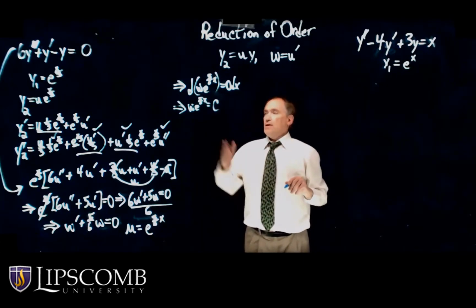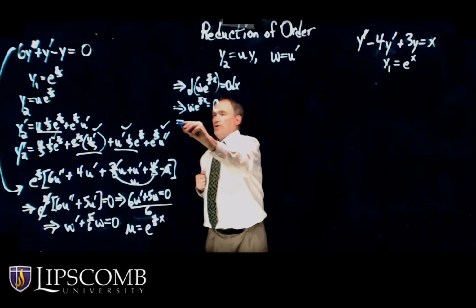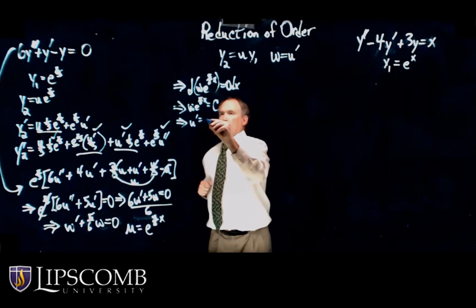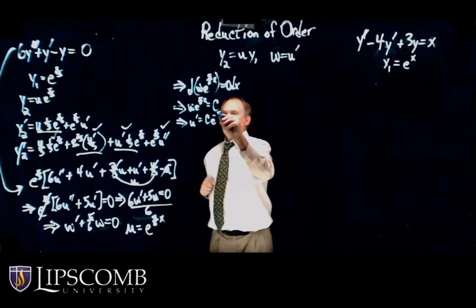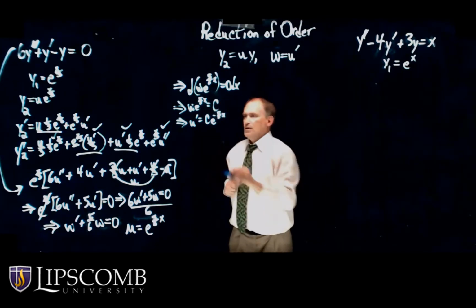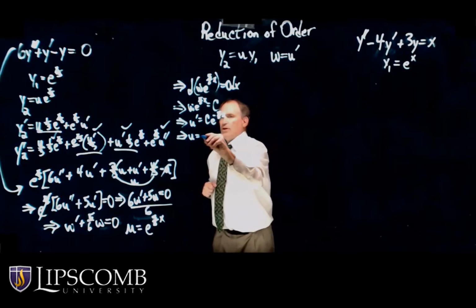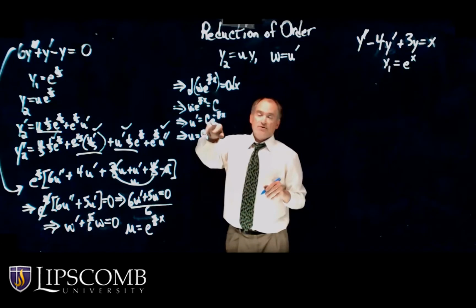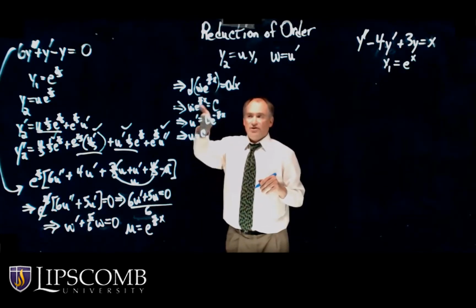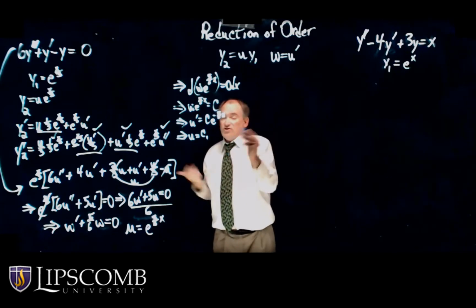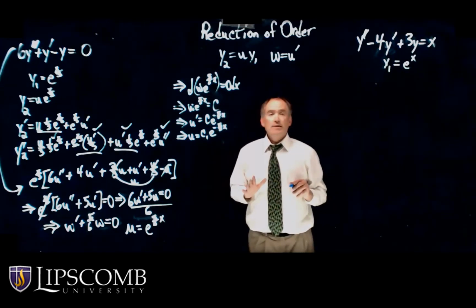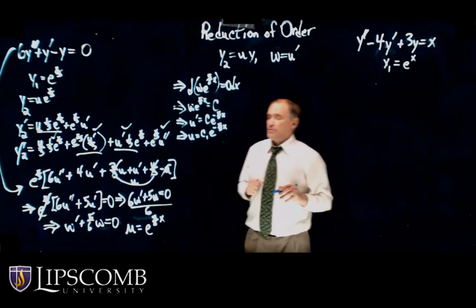Okay? So w, which again was what? u prime, equals c times e to the negative 5/6 x. So therefore u equals c1, because of the negative 5/6, I have to multiply by negative 6/5, which changes the arbitrary constant. It's still an arbitrary constant, but it just changes it. So I get negative 5/6 x. All I did was integrate. That's all I did. And I took the constant and put it into the arbitrary constant.